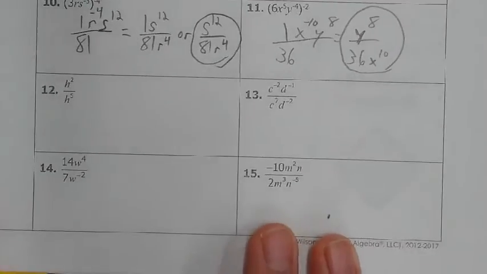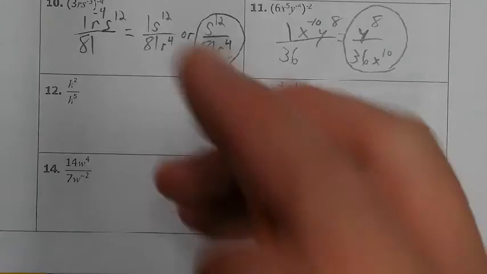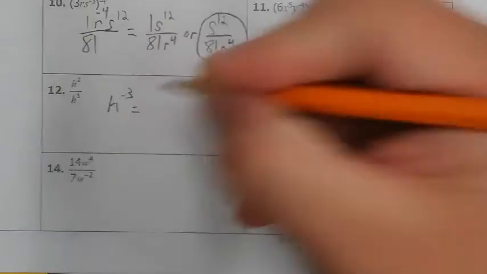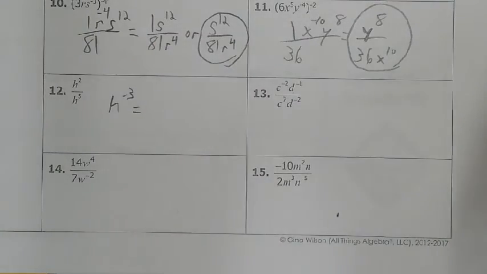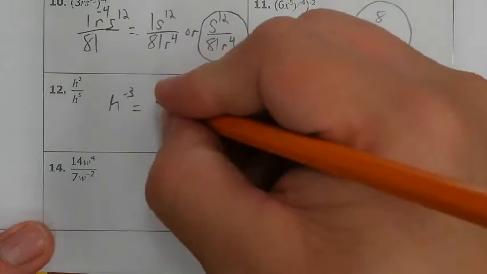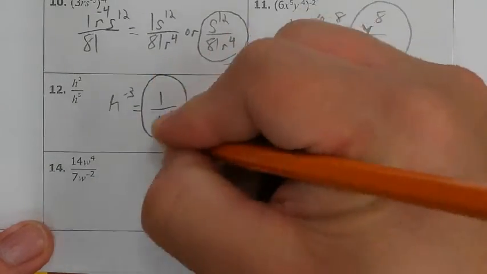And then 12 and 13. So 12, you're going to subtract. What is 2 minus 5? Negative 3. So you have 8 to the negative 3 power. Well, we know that cannot be our final answer. So what's it going to look like? 1 over 8 to the 3rd power. Good. 1 over 8 to the 3rd power. And that's all you had to do for that one.